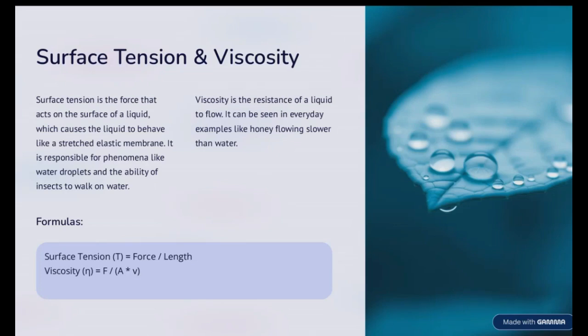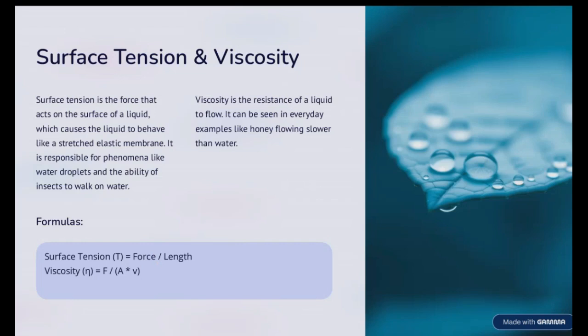Let's go to the formulas for surface tension and for viscosity. Surface tension of a liquid is equal to the applied force over the length. That's the formula for surface tension. While the formula for viscosity is given as the force over the product of area times velocity. This is the formula I'm putting here: viscosity is equal to the force all over area times velocity.